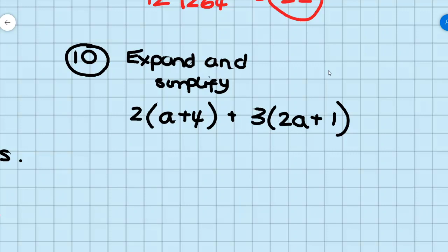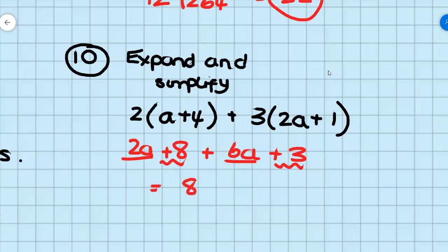And then I'm going to add everything together, a bit like my collecting like terms problem. So 2 lots of a is 2a. Plus, because I got positive times positive, 2 times 4 is 8, and I'm adding to that 3 times 2a, 3 2s is 6a, and again I've got a plus times plus, so plus 3 times 1 is 3. And again, underline everything that's the same, so I've got terms in a and I've just got some numbers, so I've got 8a altogether plus 11.